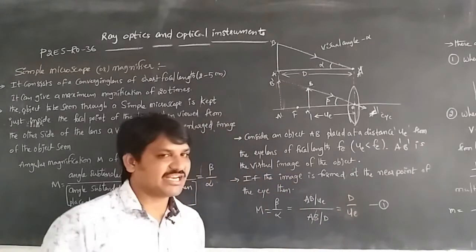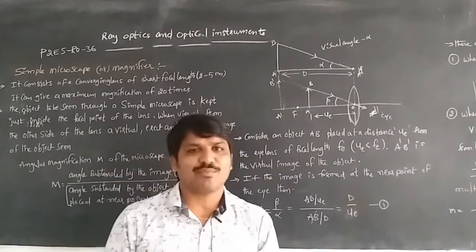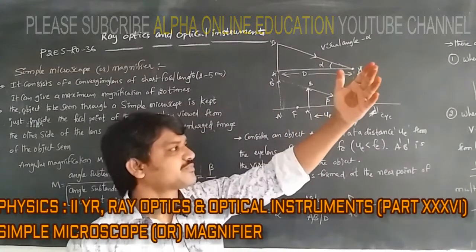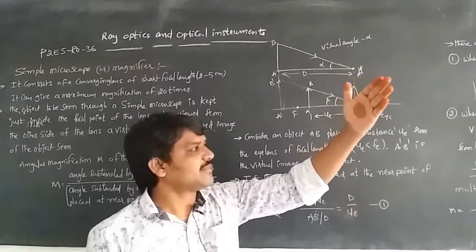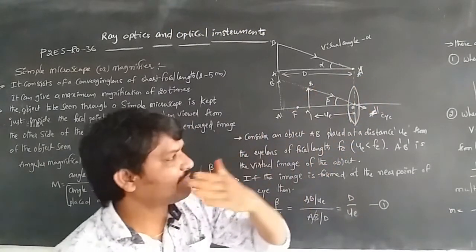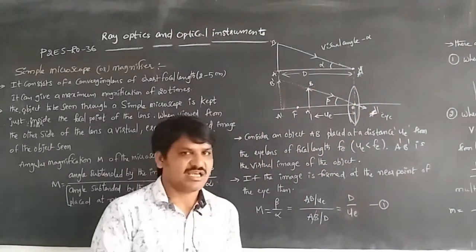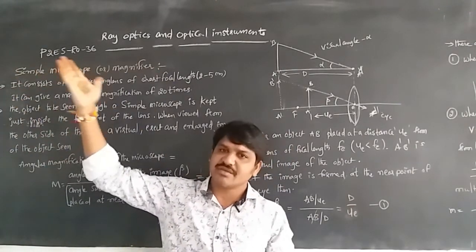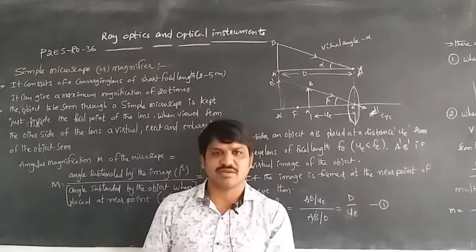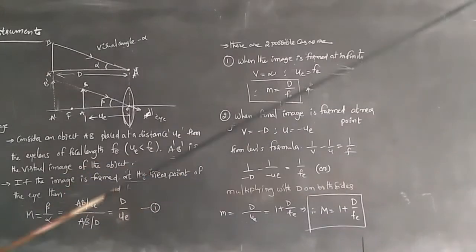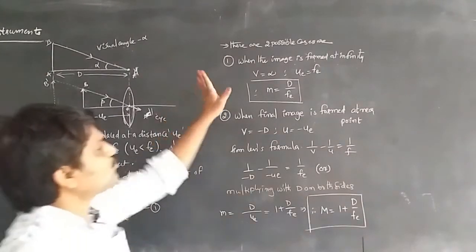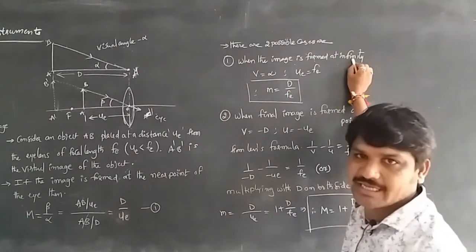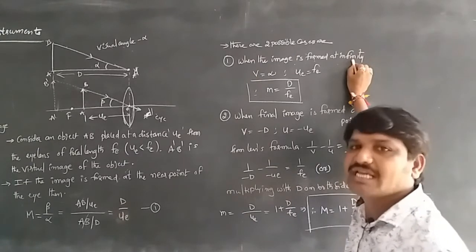D by UE is the equation for the magnification. There are two possible cases: when the final image is formed at infinity, and when the final image is formed at the near point. Let's see these two cases. First, when the image is formed at infinity.